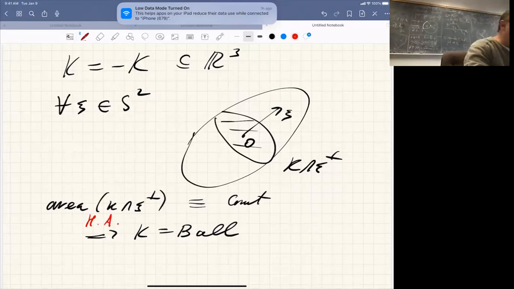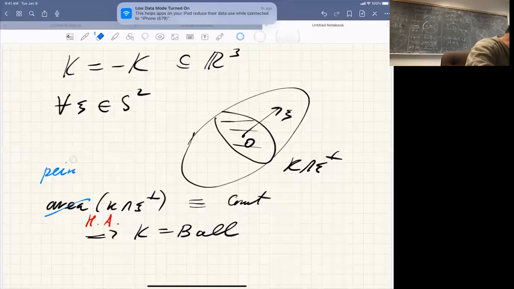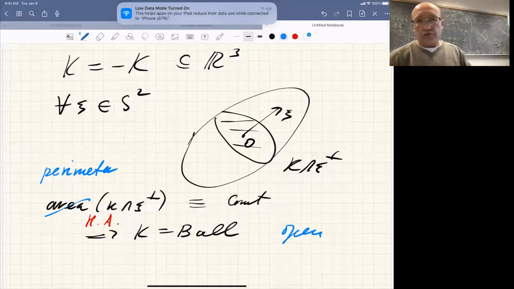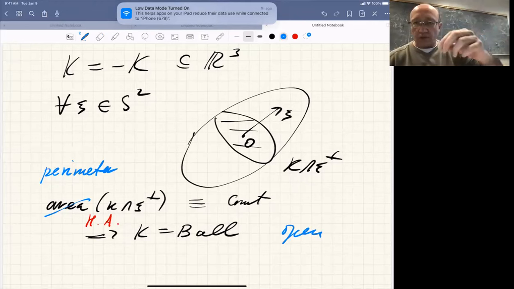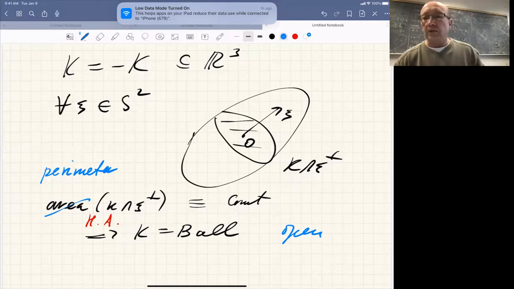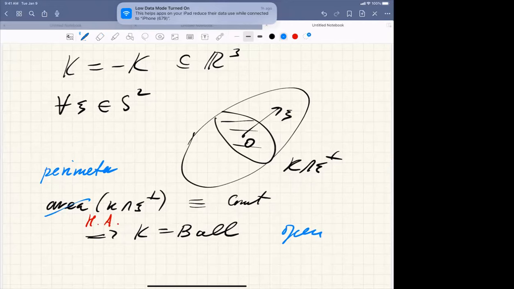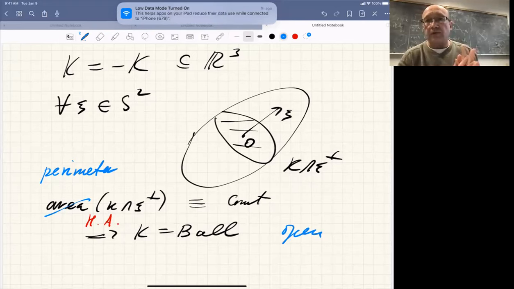Now, answering the question, change a little bit if you want to avoid harmonic analysis. Instead of area, put perimeter. Perimeter, I don't know how to write perimeter, just a second, I will write it. Perimeter. Open. So if all perimeters of all central sections of the origin symmetric convex body are constant, show that the body is the ball. It's open. In which dimensions? In all or? In all dimensions starting from 3.